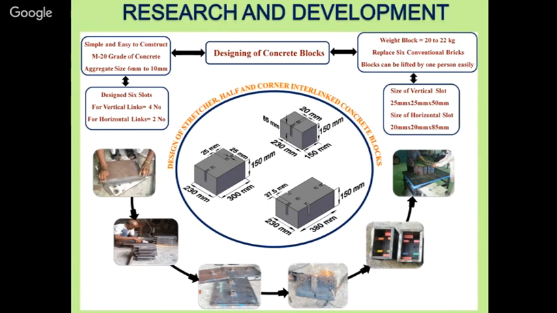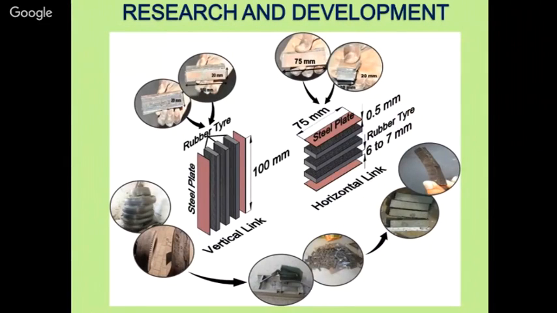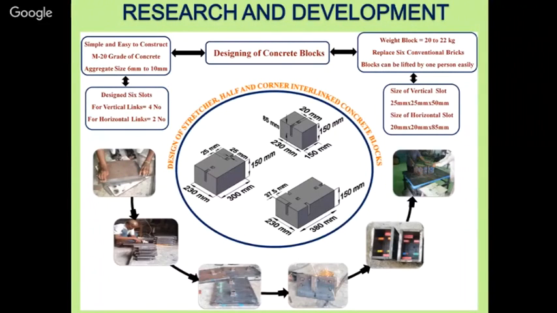We have developed two types of viscoelastic links, one vertical and one horizontal. Here two types of interlinking link elements are there. In the concrete blocks, the vertical links will resist translation. When translation force is there, it is resisted by the vertical links.